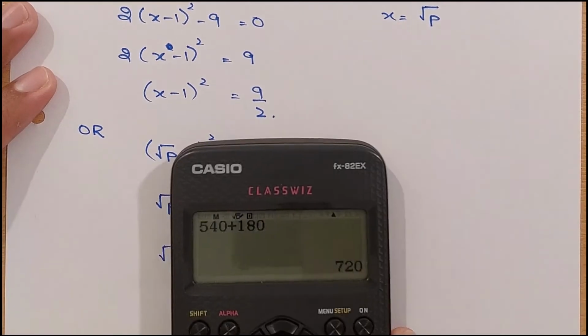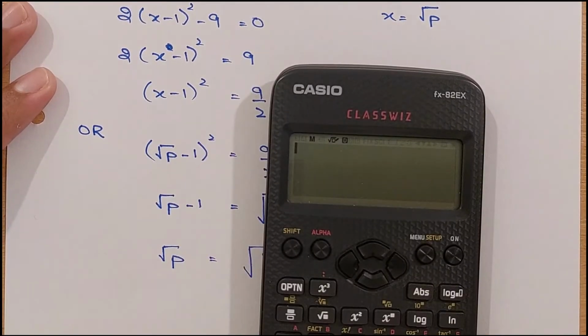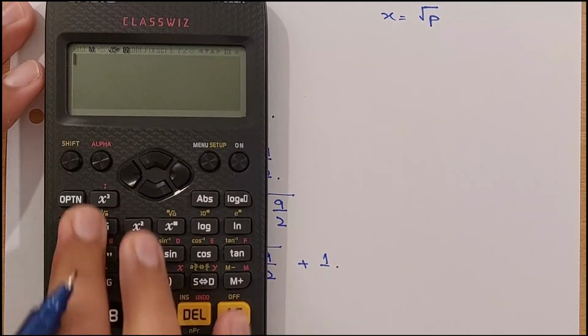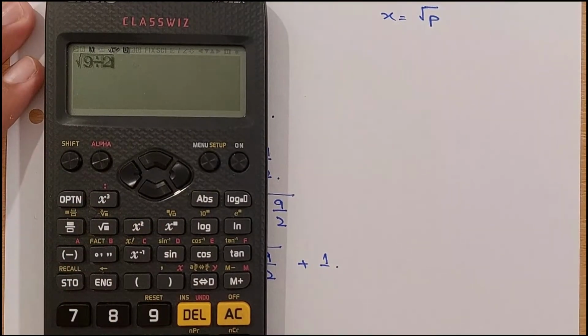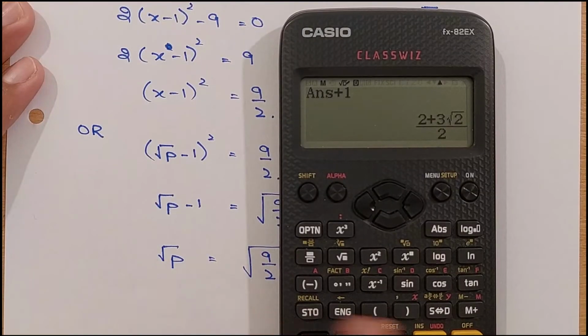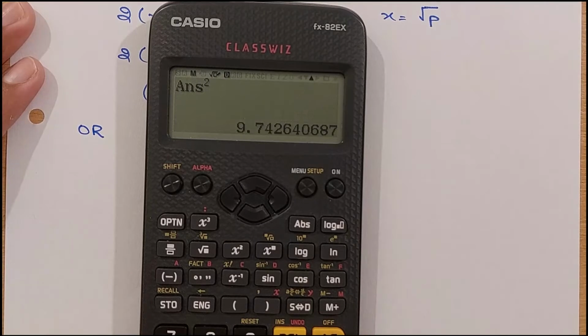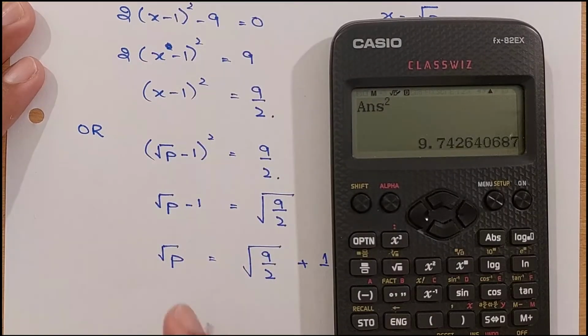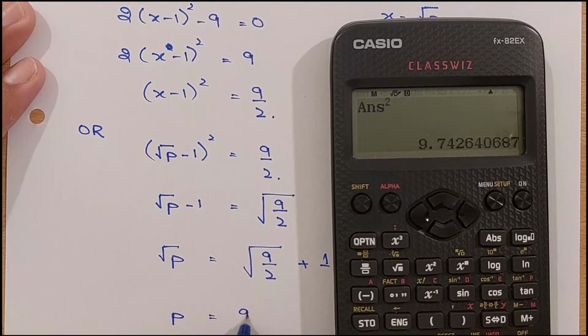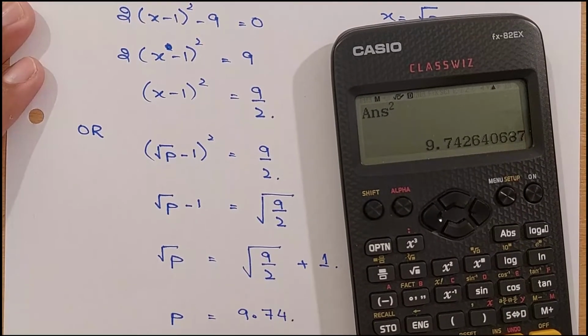Okay, let me simplify. So square root of 9 divided by 2, and then add 1, this answer, and then taking square. This equals 9.74 up to 2 decimal places. So p is 9.74 to 2 decimal places.